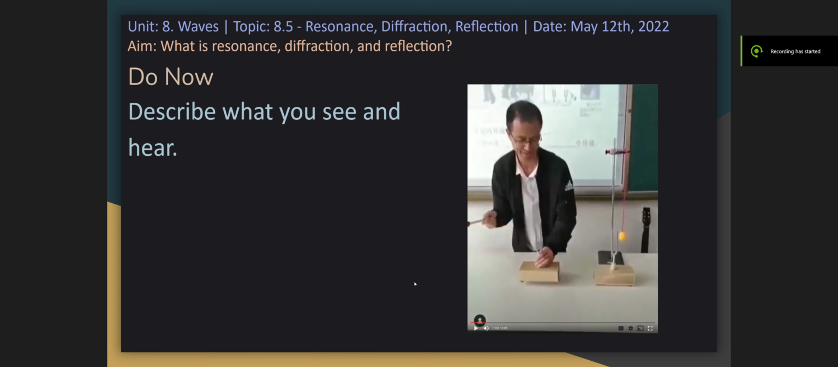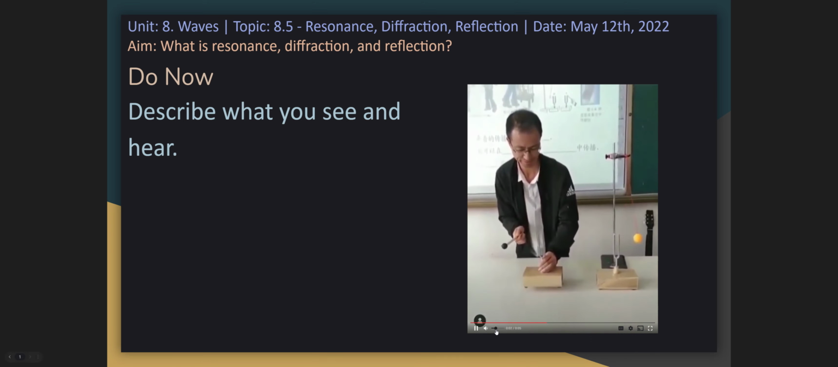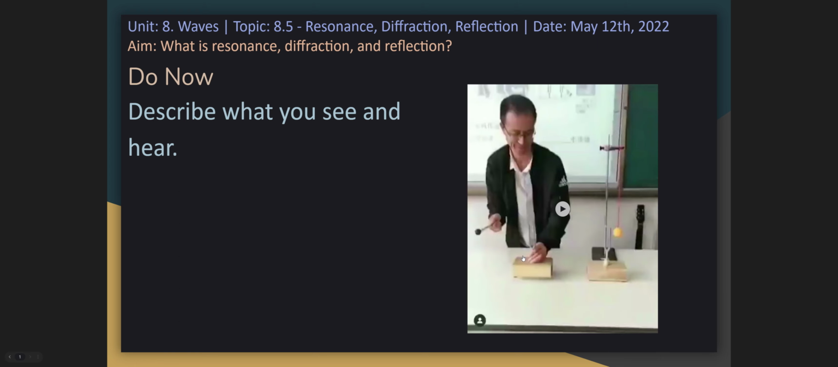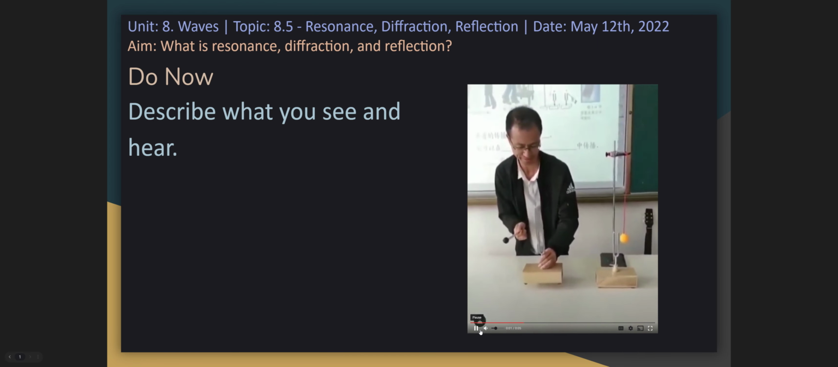Alright, so this is a lesson for 8.5. So I'm going to describe what's happening in this GIF. This guy is hitting a tuning fork. It's going to make a sound.